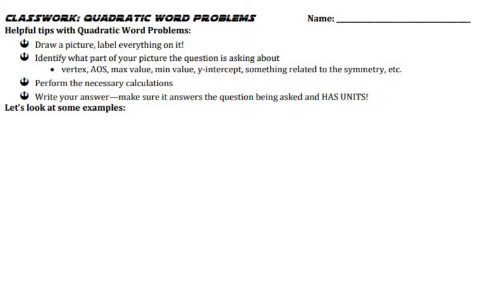So identify which characteristic is going to answer the question that's being asked, perform the necessary calculations, and then write your answer. Make sure that you're answering the question that is being asked, meaning if it's asking at what time, is it a certain height, you should be answering using units of height. So what we're going to do right now is we're going to look at a couple of examples.